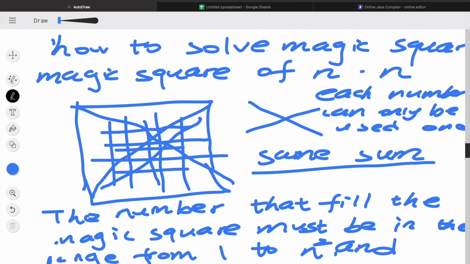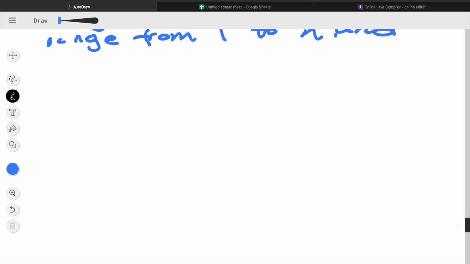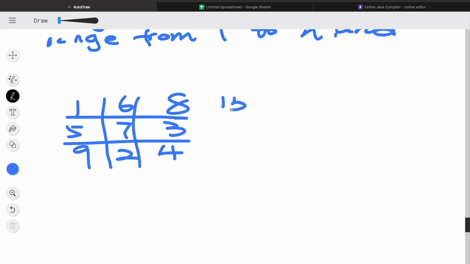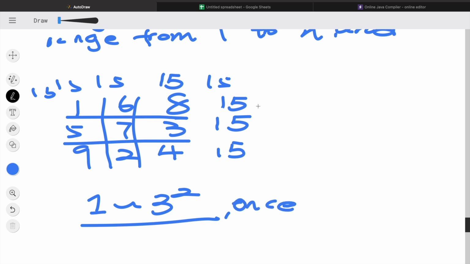It may seem complicated, so I'm going to give you one more example. This is a magic square because it fulfills the conditions. Each line has the sum of 15, including diagonals. The numbers are in the range of 1 to 3 to the power of 2, and each number is used exactly once. So this is a magic square.